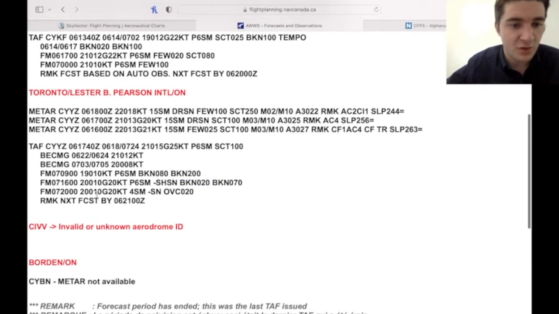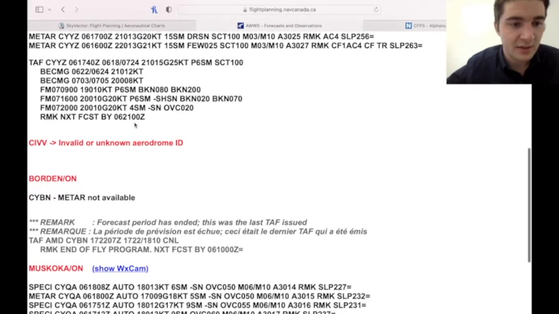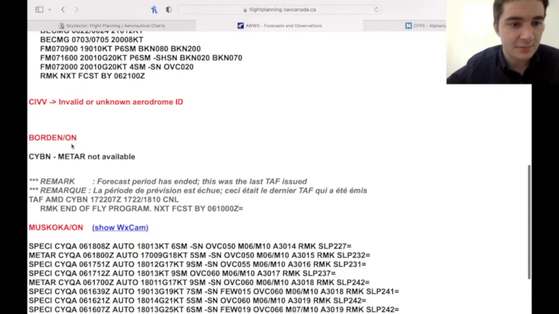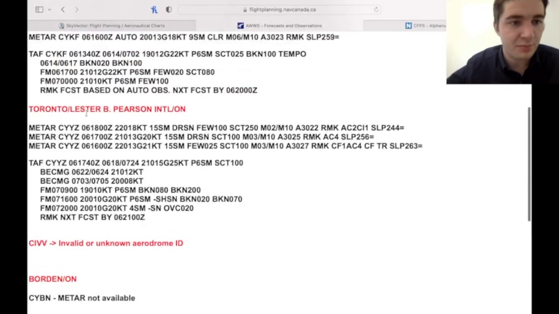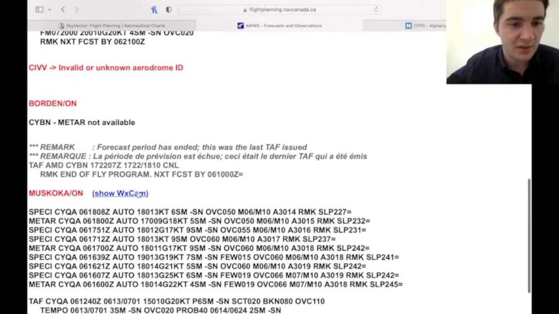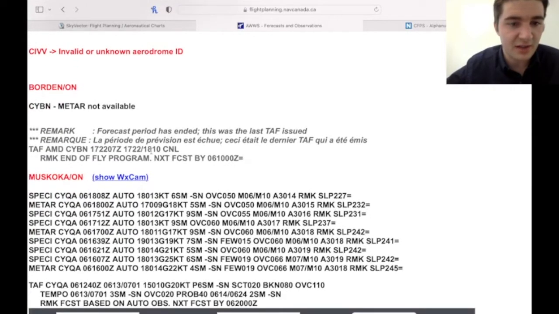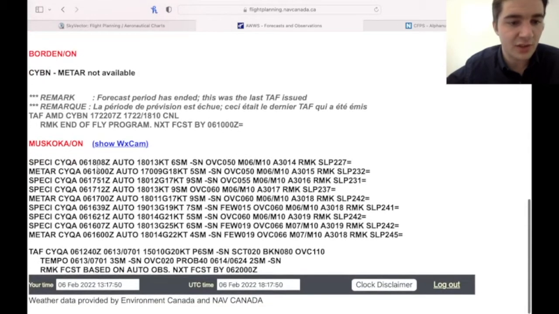And then moving on to 20. So this would be an hour into our flight. They're having some snow move in. Borden, the TAF period has ended. Next forecast is going to be later today, so we'll look at Muskoka.